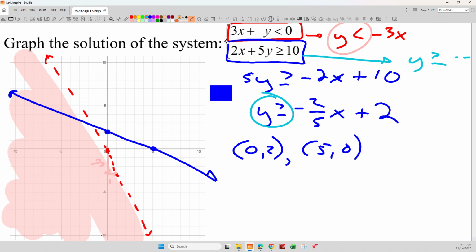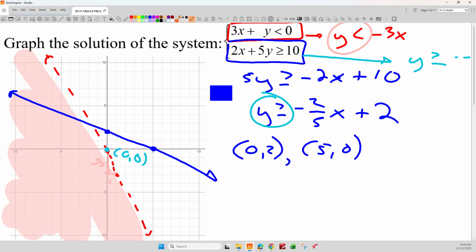test a point, exactly, right? We could test a point that's not on our line, and the most convenient one would just be the origin, right? So we could test this point right here, the point 0, 0, by evaluating the inequality at that point and seeing if it works. Does that ordered pair satisfy the inequality? If I plug in 0 for x and 0 for y, what do I get? What does that blue inequality become?